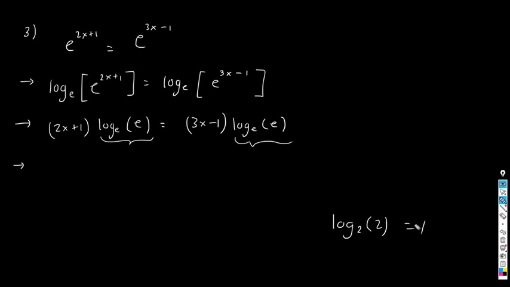Because 2 to the 1 is 2. What's the logarithm base 3 of 3? That's going to be 1, because 3 to the 1 is 3, etc. So it's going to be the same here. This is going to be 1, and this is going to be 1. That's why I chose that specific number. So basically, this is 2x plus 1 equals 3x minus 1. And you can continue with the rest. This is very easy.